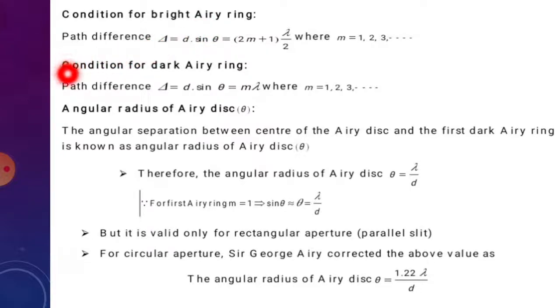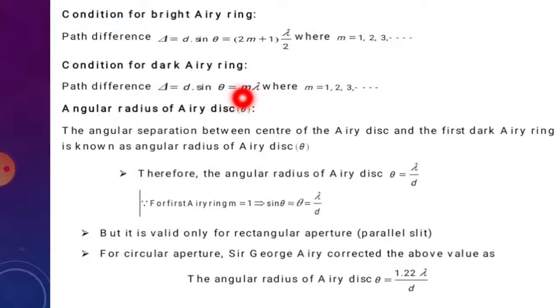Now let us see the condition for a dark Airy ring. If the path difference between the two diffracted light rays is an integer multiple of wavelength, we will get dark rings. Here the range of m is 1, 2, 3 and so on. M equal to 1 gives lambda. That is, lambda is the path difference between the waves diffracted at extreme points of the circular aperture. Then we will get the first dark ring.